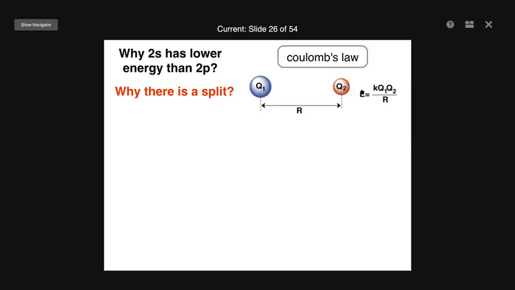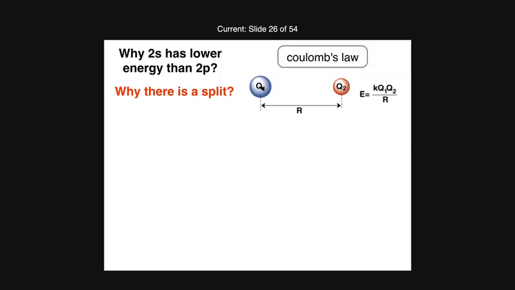This energy is directly proportional to the charges that are interacting, and inversely proportional to the distance, which makes sense because the closer they are, the better they interact with each other than when they are further apart. So the interaction is inversely proportional to the distance but directly proportional to the charge. The stronger the charges, the stronger they interact with each other.